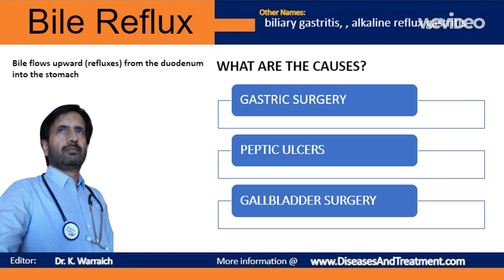Then peptic ulcers can also cause this problem, and gallbladder surgery or gallbladder removal, which is known as cholecystectomy, is another important cause of bile reflux, because in that case the bile is maybe overproduced and released to the intestines.